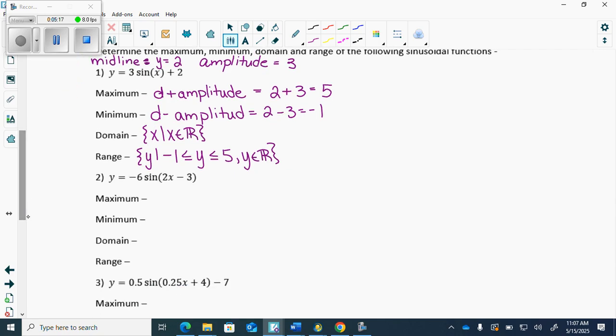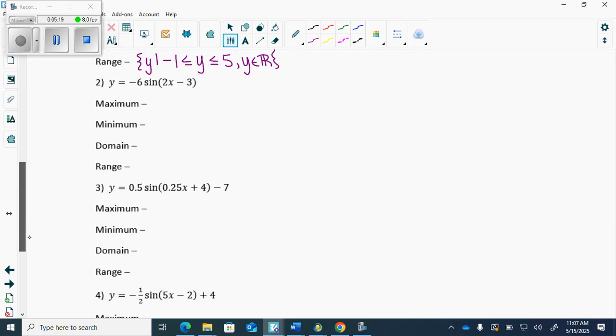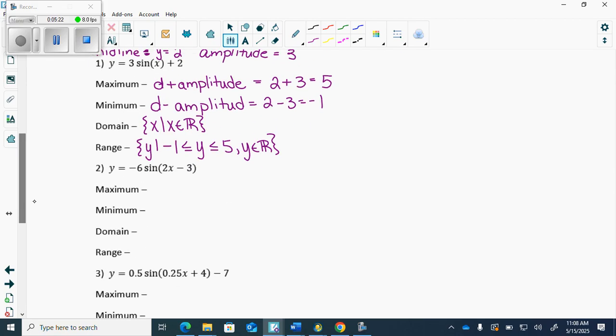Okay? Make sense? 2, 3, 4. Go. So, let's first talk about what the amplitude is. It is 6. Amplitude always has to be what? Positive. Does my midline have to be positive? No. This one doesn't have a d value, so what is my midline? Y equals 0. Okay. Now my maximum, if it's y equals 0, is just my amplitude.